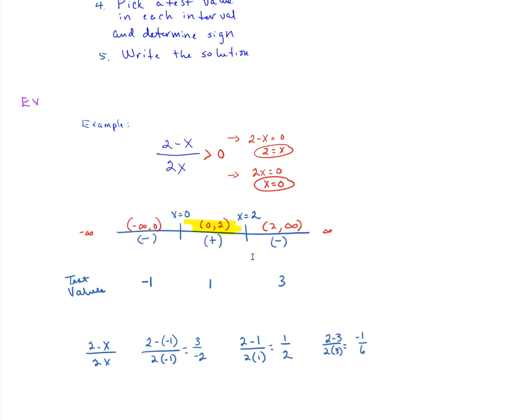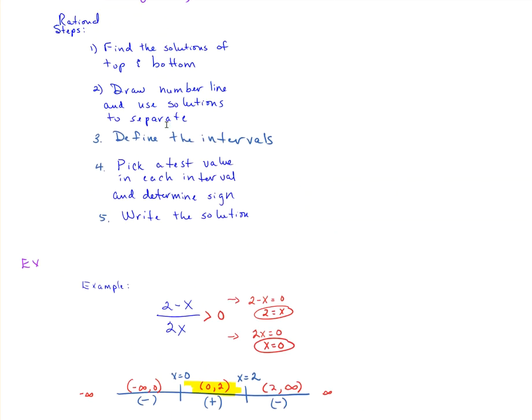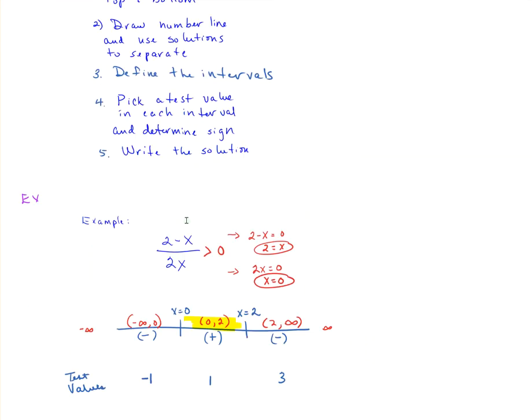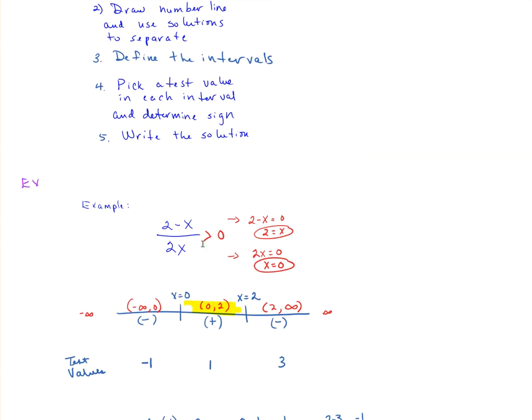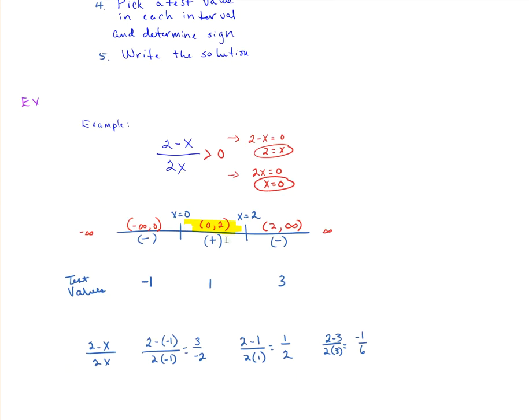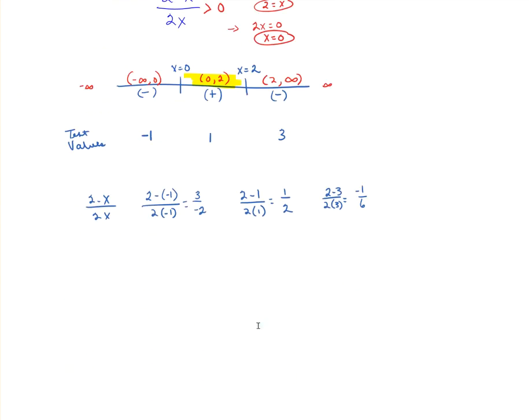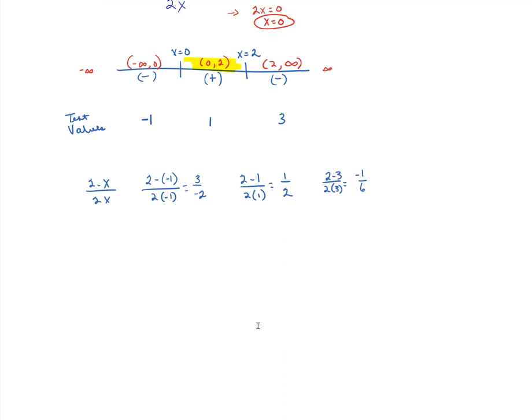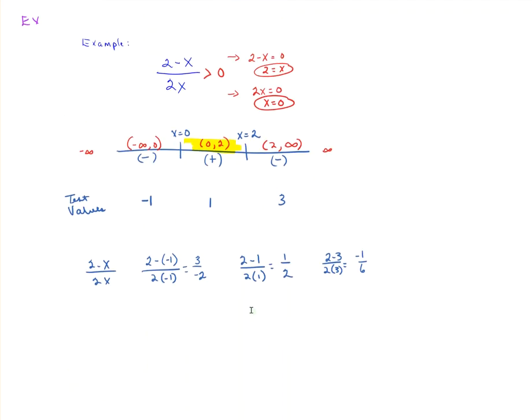Now it says write the solution. Our problem was to find where this thing is greater than 0. That means where is it positive? There was only one solution, 0 to 2. If it had been where is it less than, we'd have had this one and this one. So that's how we'll do the rational inequalities.